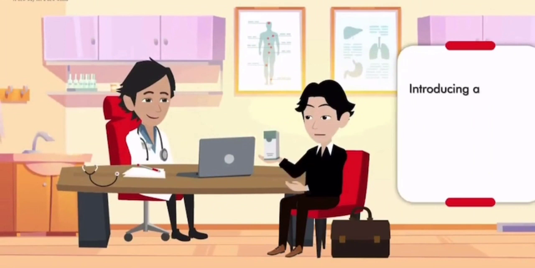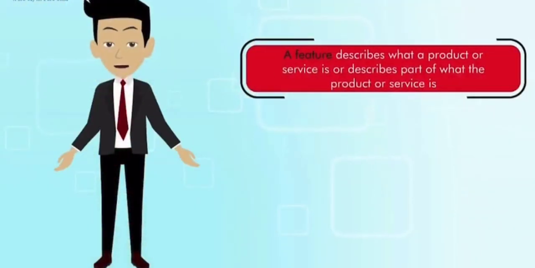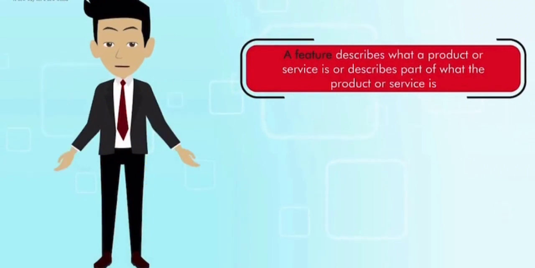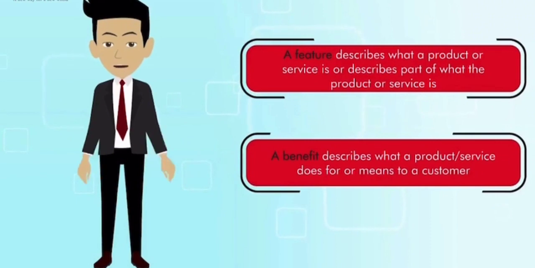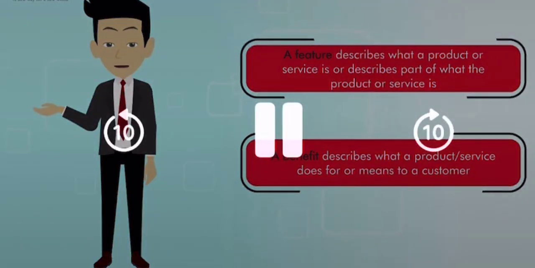Introducing and stating the features and benefits of the product is how you translate the value of the product to the customer. A feature describes what a product or service is, or describes a part of what the product or service is. A benefit describes what a product or service does for or means to a customer.